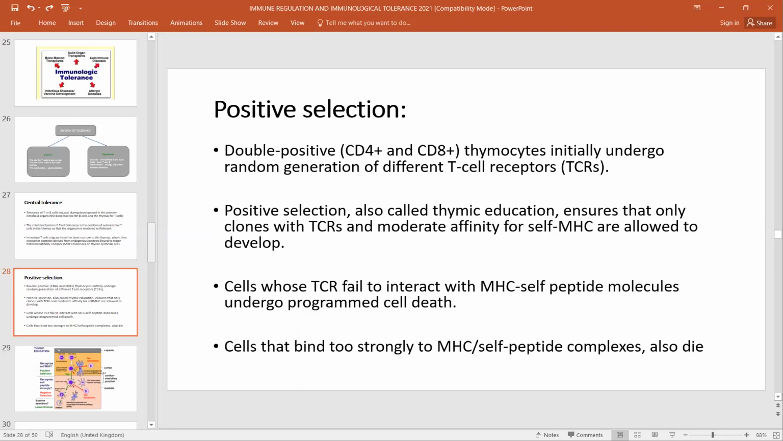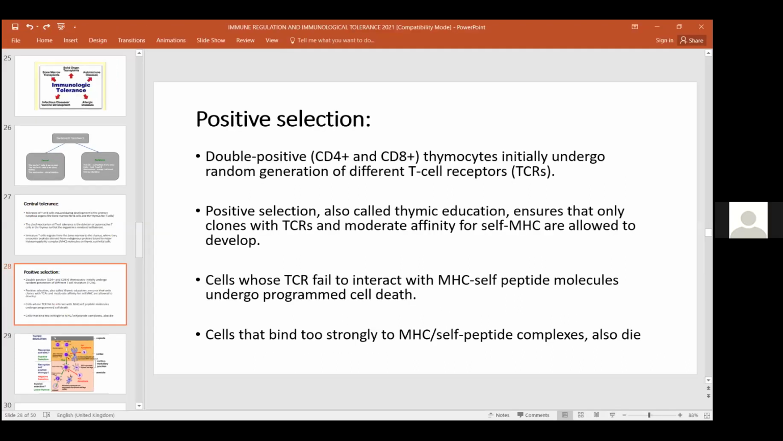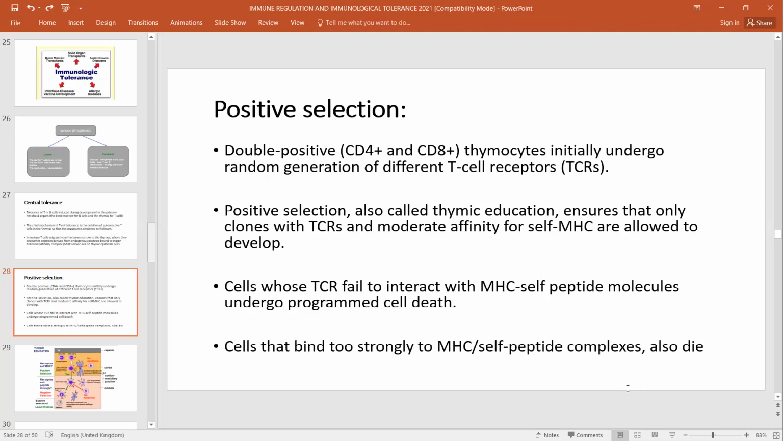So double positive CD4 plus and CD8 thymocytes initially undergo random generation of different T-cell receptors. That makes sense. You want to deal with the sheer randomness of the number of endogenous and exogenous peptides that you can potentially be exposed to. So positive selection, also called thymic education, ensures that only clones with TCRs of moderate affinity for self-MHC are allowed to develop. Moderate. Cells whose TCR fail to interact with self-MHC peptides undergo programmed cell death. Those that bind too strongly also die. So out of this possible 100%, 80 to 85% undergo proper education, the other guys escape.